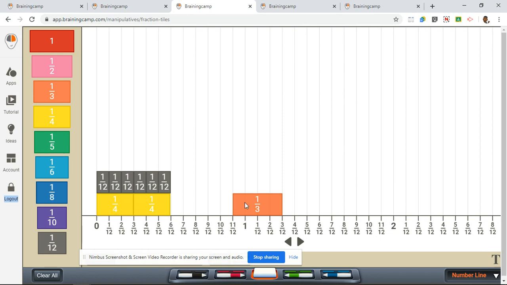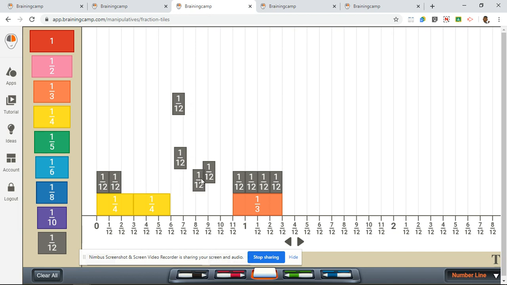Okay. Let me see how many 12ths are equal to 1/3. I'll put a 12th here. All right, that's 1, 2. So 4/12 is equal to 1/3. Now the problem was 2/4 minus 1/3. So now we know 1/3 equals 4/12. So I'm going to take 4 of these away. 1, 2, 3, 4. And what am I left with? 2/12, which again equals 1/6.